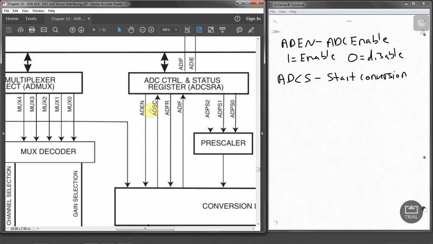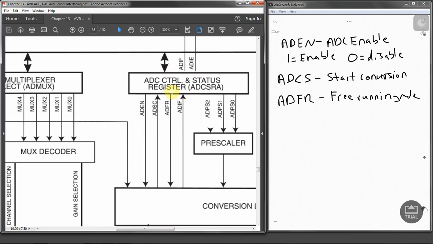Then we have ADFR. The ADFR bit is actually the free running mode. So in the ADC we have 2 modes for conversion, either single conversion mode or the free running mode. If you want to configure it in free running mode, we have to set that bit to be 1.